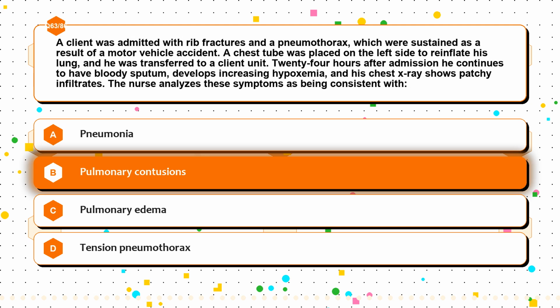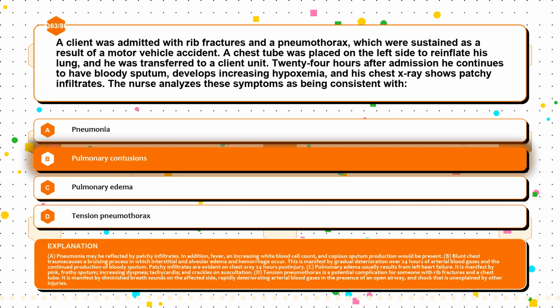The correct answer is option B, pulmonary contusions. A pneumonia may be reflected by patchy infiltrates. In addition, fever, an increasing white blood cell count, and copious sputum production would be present. B. Blunt chest trauma causes a bruising process in which interstitial and alveolar edema and hemorrhage occur. This is manifest by gradual deterioration over 24 hours of arterial blood gases and the continued production of bloody sputum. Patchy infiltrates are evident on chest X-ray 24 hours post-injury.